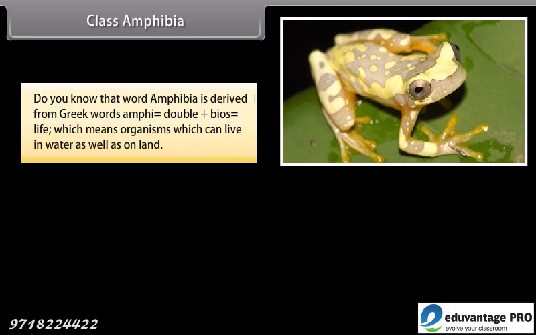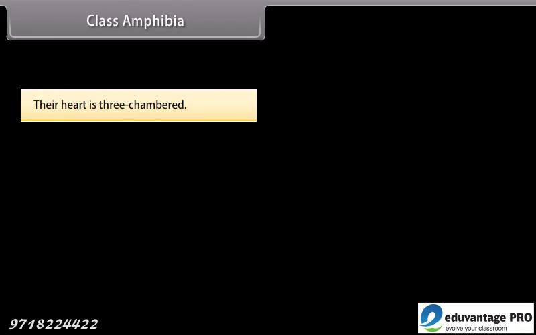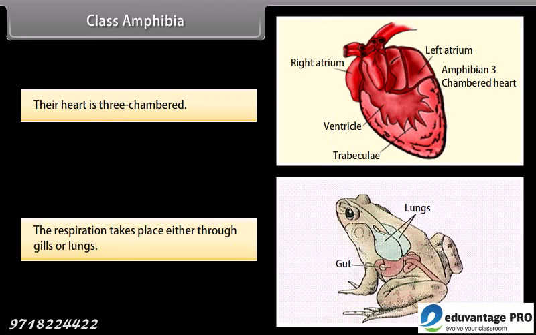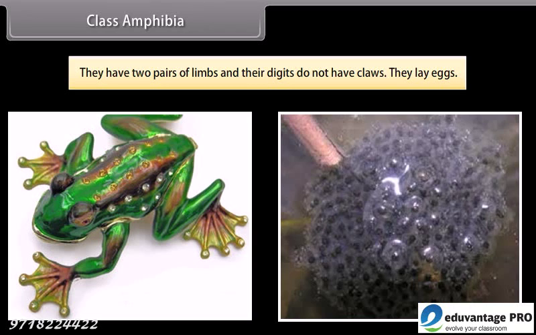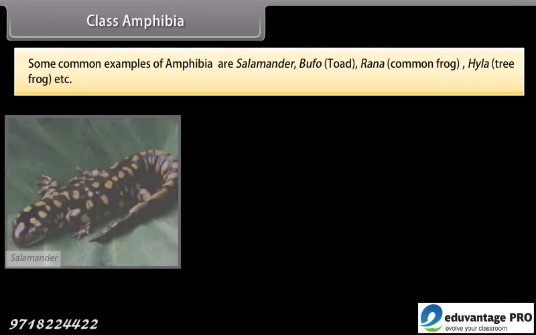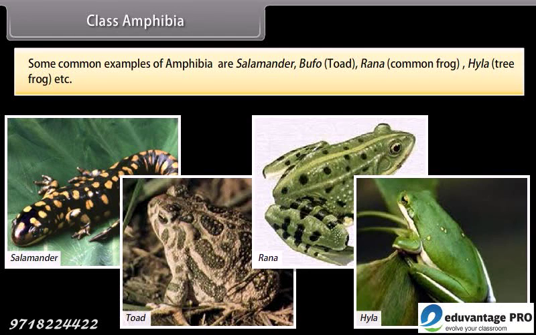Class Amphibia. Do you know that word amphibia is derived from Greek words amphi, which is double, plus bios, which is life, which means organisms which can live in water as well as on land. They are evolved from fish, but they have mucous glands in the skin in place of scales. Their skin is smooth, slippery, rich in mucus. Their heart is three-chambered. The respiration takes place either through gills or lungs. They have two pairs of limbs, and their digits do not have claws. They lay eggs. Some common examples of amphibia are salamander, bufo, toad, rana, common frog, hyla, tree frog, etc.